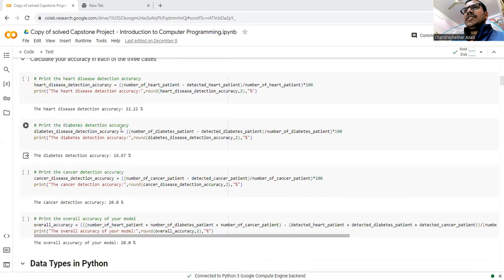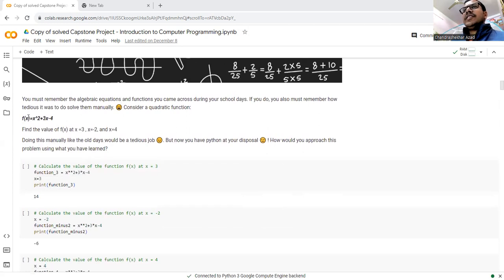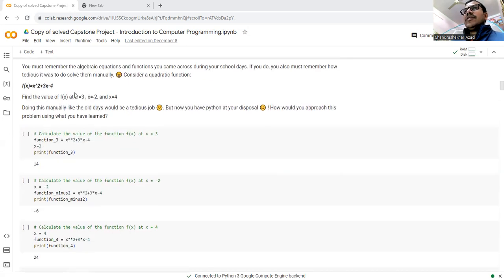So the next problem is based on algebra, that is here given a function f(x) is equal to x square plus 3x minus 4. We have to calculate the different values of f(x) at different values of x. So first we have to calculate the value of f(x) at x is equal to 3, f(x) at x is equal to minus 2, and f(x) at x is equal to 4.